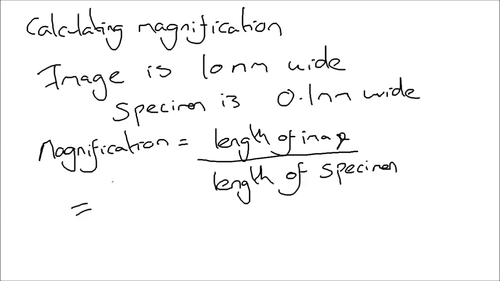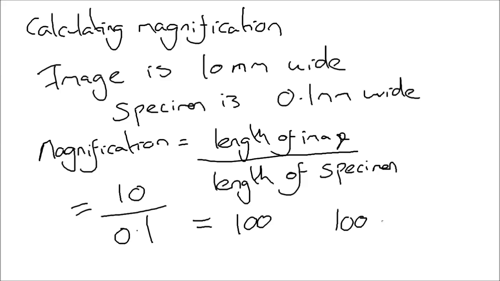We know the length of the image is 10 millimeters, so put 10 in there. These units are the same. They're both millimeters, so both 10 millimeters for the image and 0.1 millimeters for the specimen. So it's going to be 10 divided by 0.1. Now 10 divided by 0.1 is equal to 100. So we know that it is a 100 times magnification.